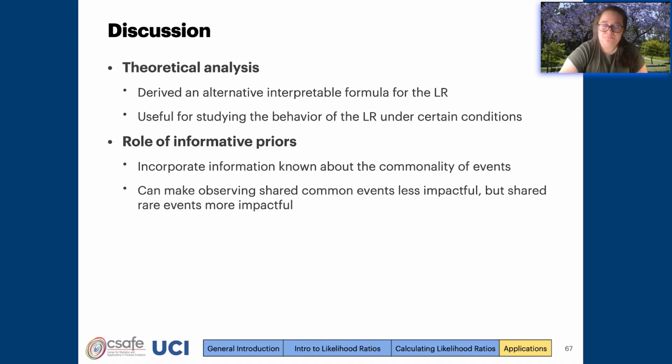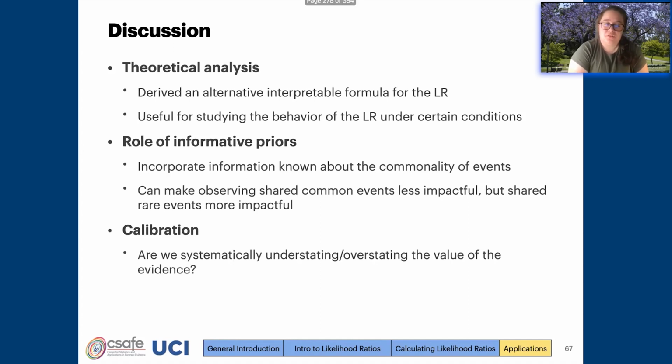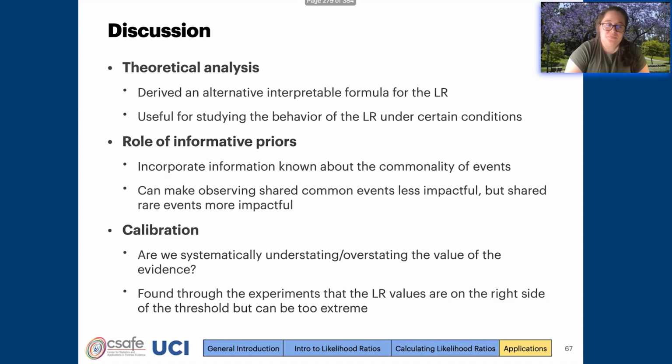Another thing is we want to look at the calibration performance of these likelihood ratios. So this is asking the question, are we systematically understating or overstating the value of the evidence? And from our experiments, we found that the likelihood ratios generated through this formula are generally on the right side of the threshold, but can sometimes be too extreme. And so this is something that we will be looking at as future directions.